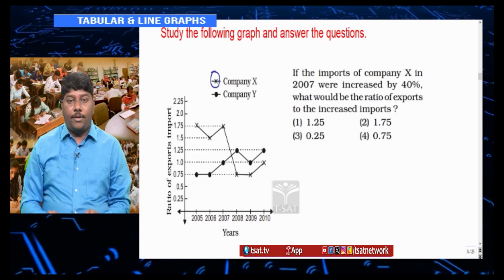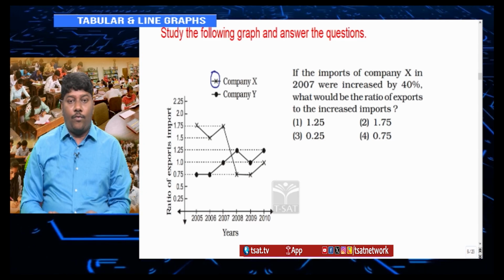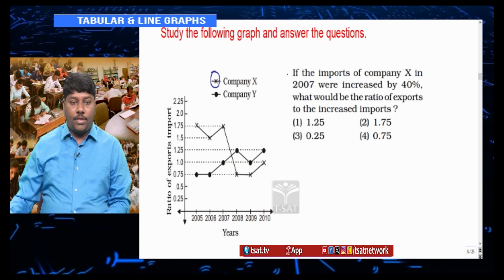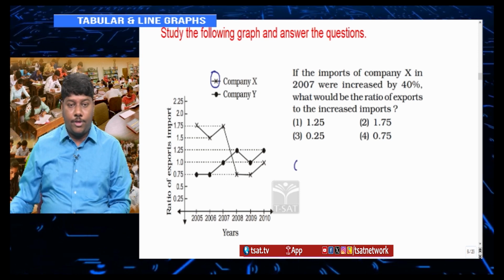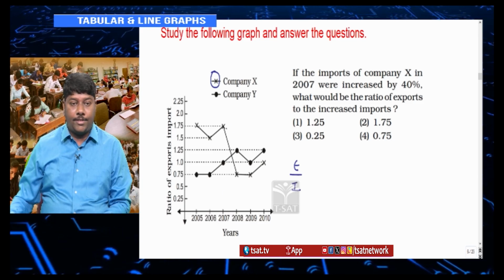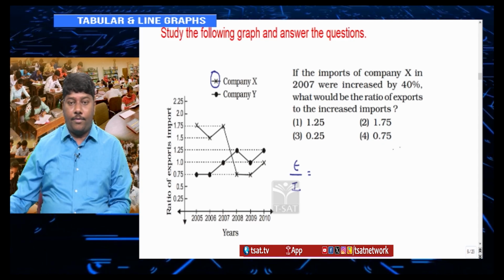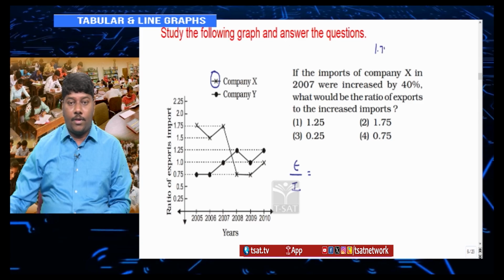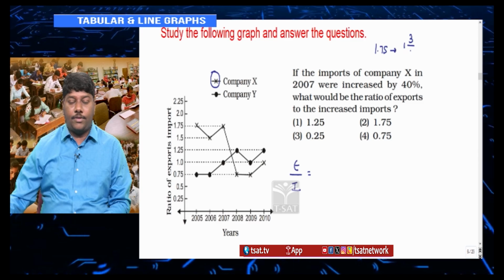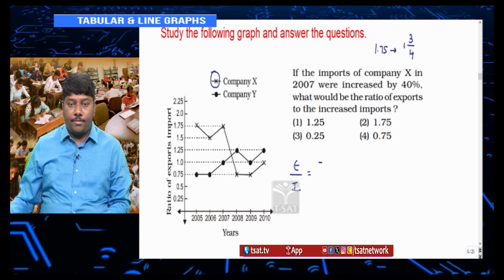Now look at here. If the imports of the company X in 2017 were increased by 40%, what would be the ratio of exports to the increased imports? So in 2017, the ratio of exports by imports for X was 1.75. 1.75 can be written as 1 3/4 or else 175/100, but I prefer 1 3/4 because 0.75 is 3/4. 1 3/4 is 7/4.